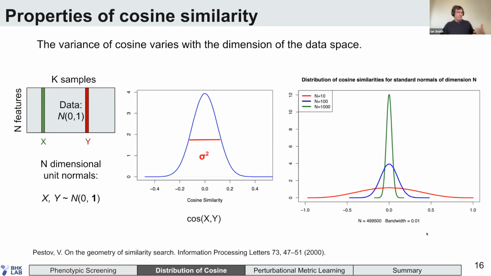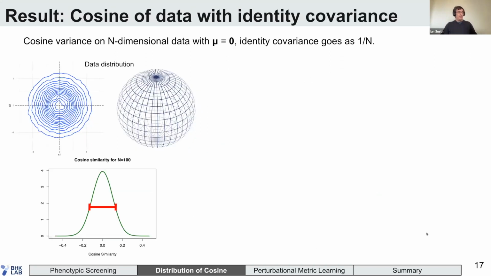So I then want to just get into some results from the work that we did. The simplest example of data is if you have n-dimensional data with mean 0 and identity covariance.